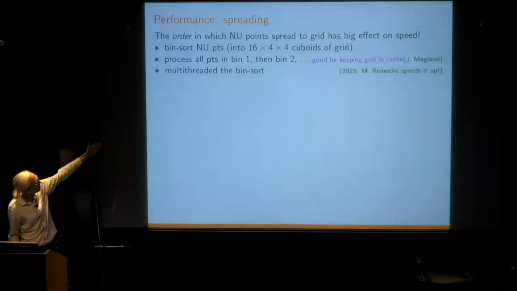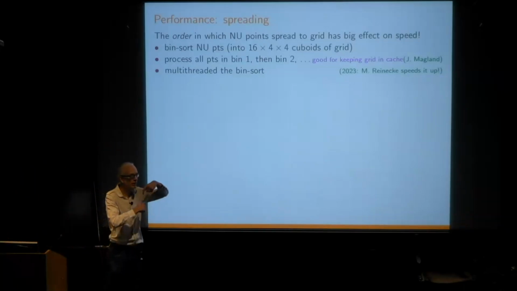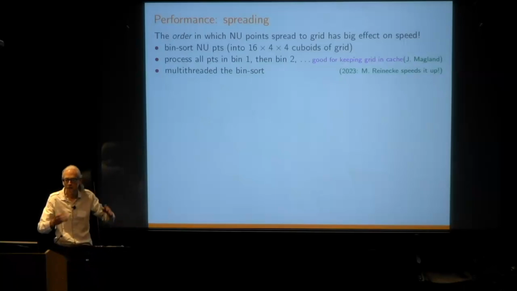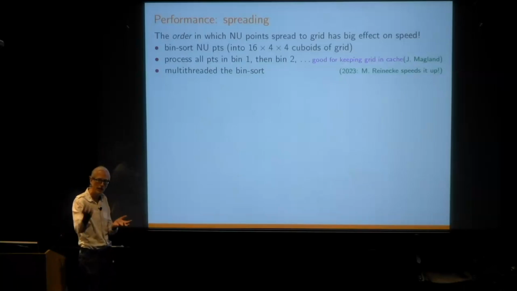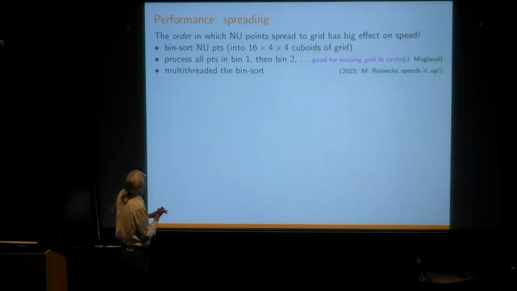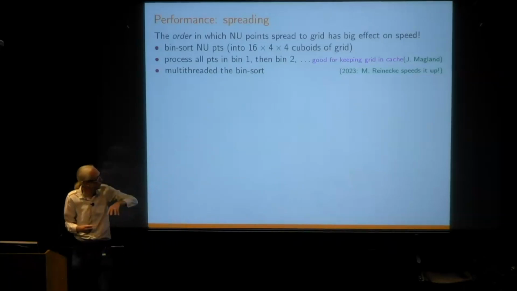I learned this from Jeremy, that if you bin sort the non-uniform points, then you can get much better throughput. That's because RAM access to arbitrary locations in DRAM is bad, and you want to do them more sequentially because it comes into cache and then sits in the cache. Okay, so you process them in the bin ordering, and then we multi-threaded that.